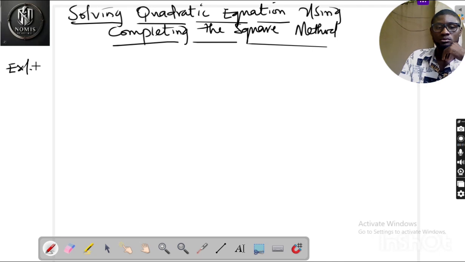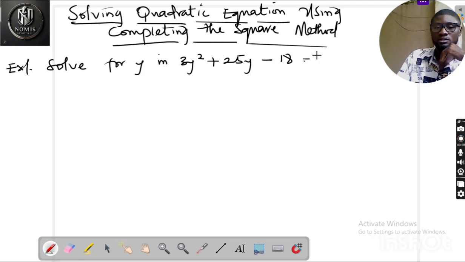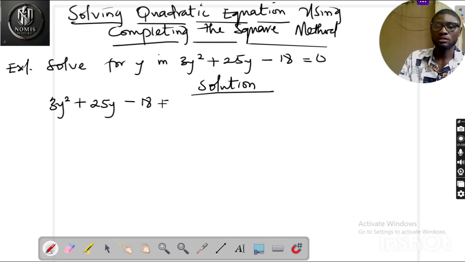Exercise 1. Using completing the square method, solve for y in 3y squared plus 25y minus 18 equals to 0. So using completing the square method, let's solve this problem now. So solution: 3y squared plus 25y minus 18 equals to 0. So we're going to take it step by step.